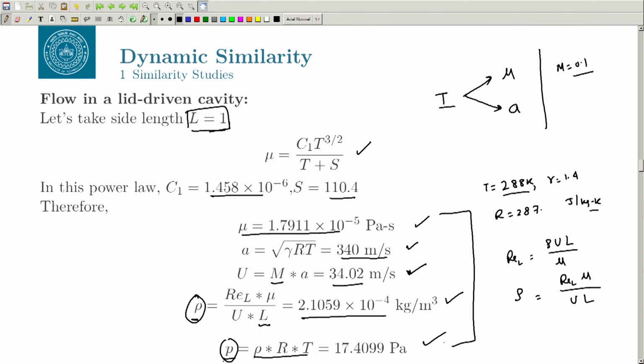So, with that we will conclude the talk today. We will meet in the next lecture, where we will non-dimensionalize the governing equations. Thank you very much.